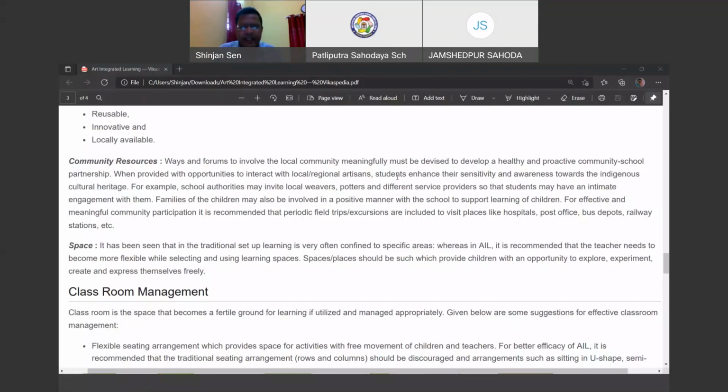And space has to be created. It is said that the traditional set of learning is often confined to specific areas, whereas in art integrated learning, the teacher needs to become more flexible by selecting and using learning spaces. Space should provide children with an opportunity to explore, experiment, create, and express themselves. At the beginning also we said that freedom is a way of expressing one's own quality. That will do.